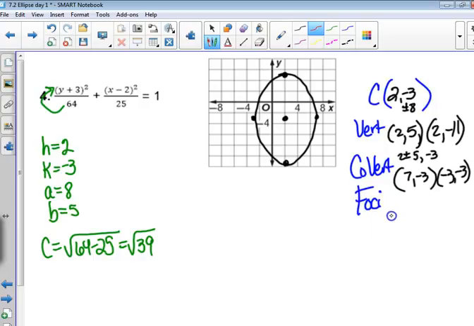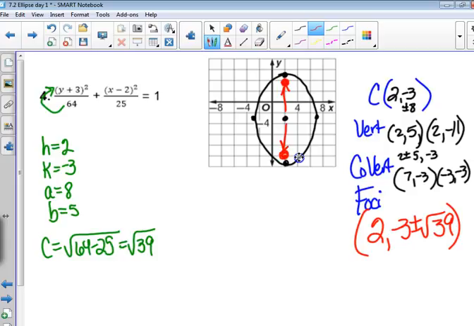Foci are C units this way. So 2 plus or minus square root of 39, comma, nope, just kidding. I totally added that to the wrong thing because it should be added to the Y. -3 plus or minus square root of 39. Is that better? Square root of 39 is 6 point something. So if I went 2, 4, 6, and a little more somewhere out there, I'll draw a big dot because I don't really know where it is. 2, 4, 6, and a little more somewhere out there. Okay, there's the foci.